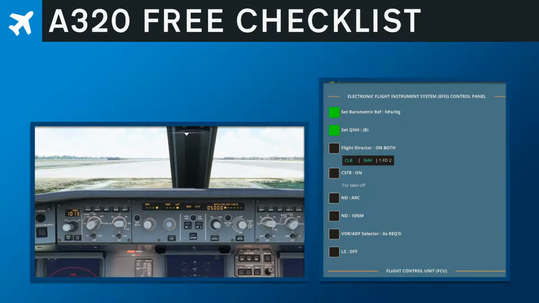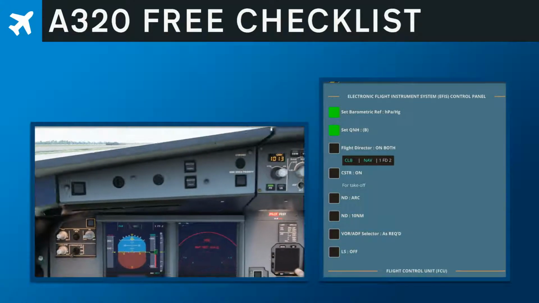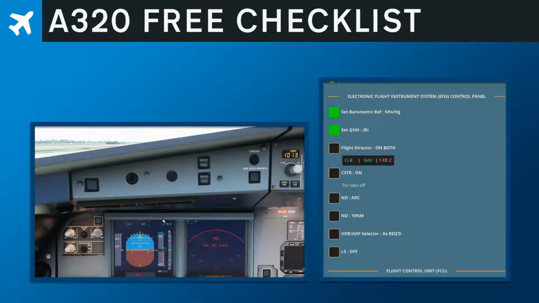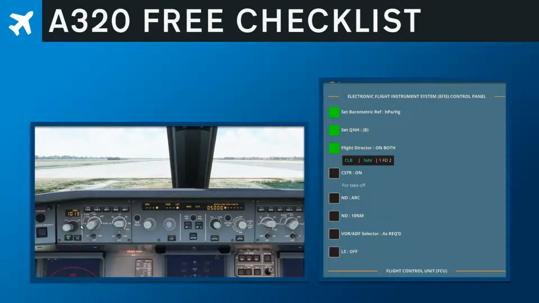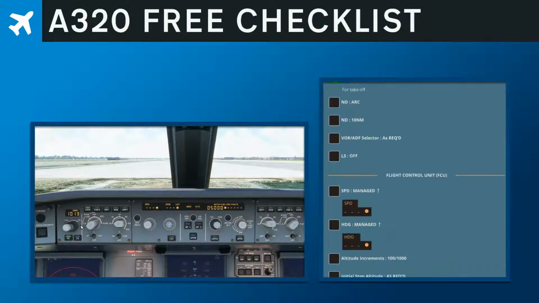So that's both flight directors, and we should then see over on the PFD climb and nav and 1FD2 has come alive. We then also want to click constraints so that we can see on the flight plan whether there's any actual constraints. ND: we want on navigation display one on arc and 10 nautical miles to show us basically the range that will cover our takeoff. VOR and ADF we'll set in a minute if need be, and the landing system, which is this switch here, is off.